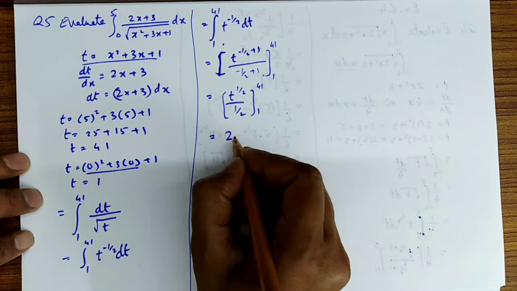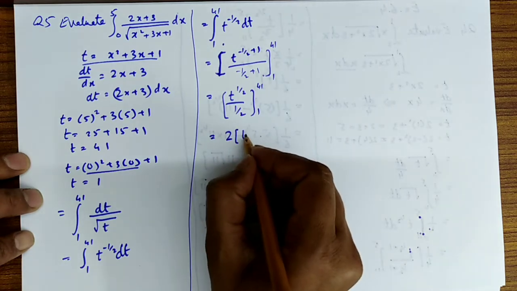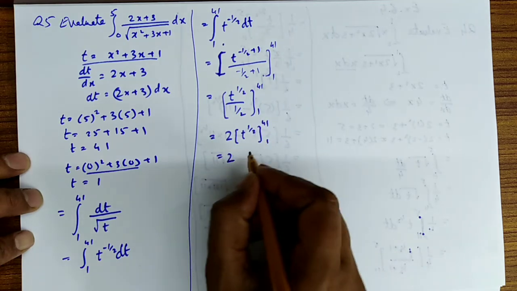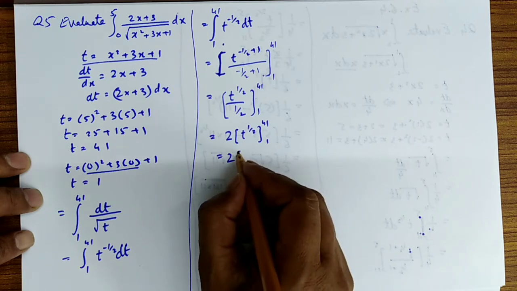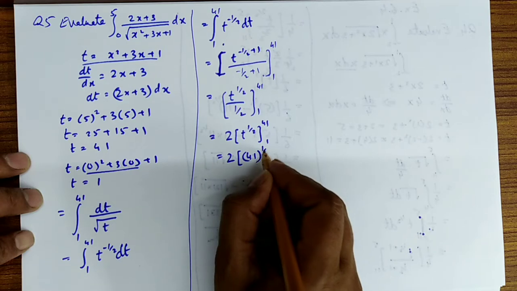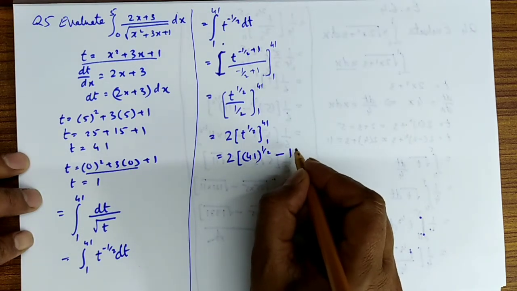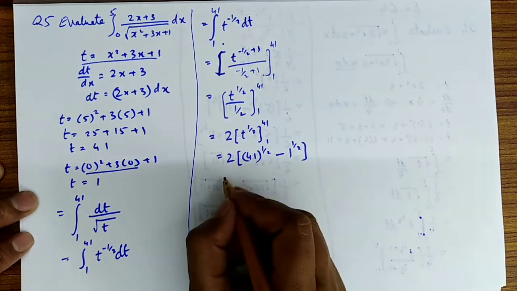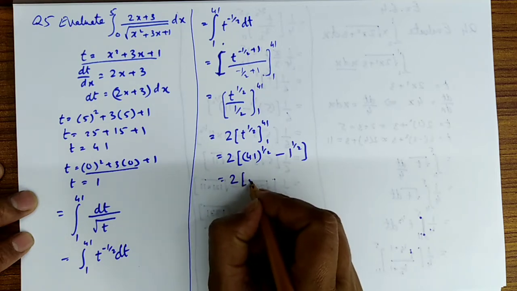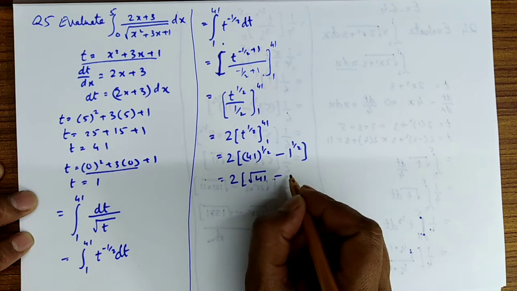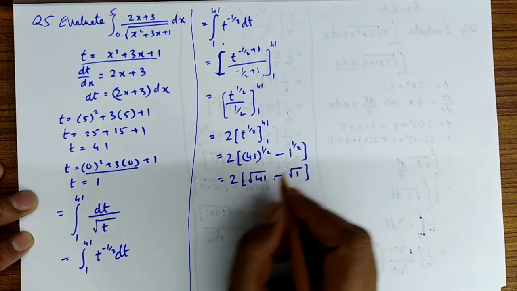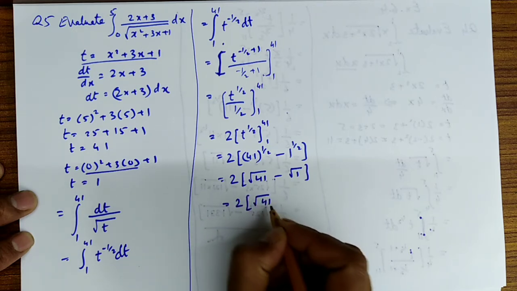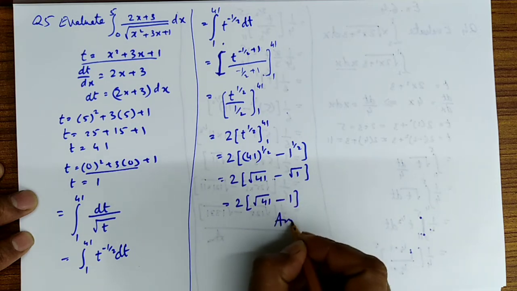Okay, now this is written as 2 into t whole power 1 upon 2, from 1 to 41. Now I'm going to put the limits one by one. First, putting the upper limit, 41 whole power 1 upon 2 minus 1 whole power 1 upon 2. These are the values. Now we have substituted, and we can write this as root of 41 minus root of 1. So simply I can write the answer in the form root of 41 and 1. So this is our final answer.